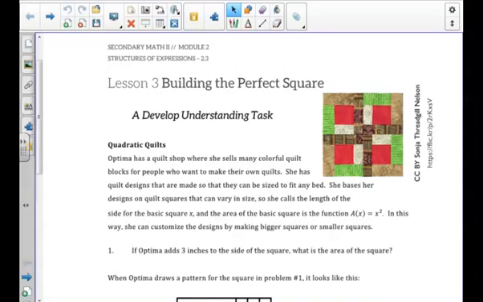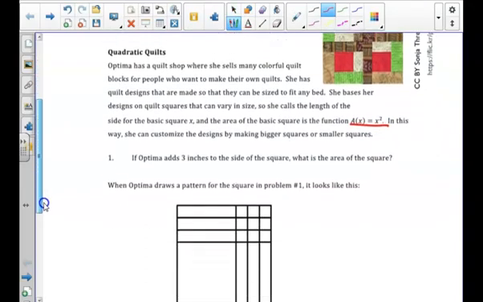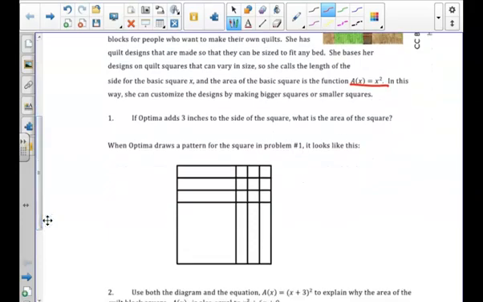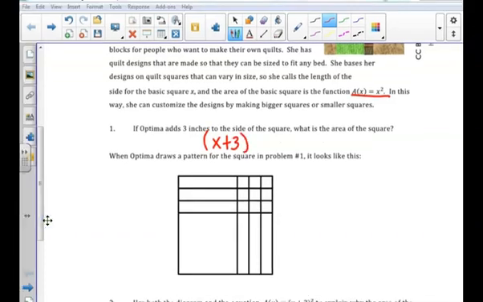We are introduced to Optima in this lesson, and we are told that she has a quilt shop where she designs quilt blocks. She bases her designs on quilt squares, where she calls the length of a basic square x and the area of a square x squared. We explored in number 1 that she adds 3 inches to each side of her square. She would be designing a square with an x plus 3 side length. Therefore, we can write that as the quantity x plus 3 to the power of 2, or x plus 3 squared.